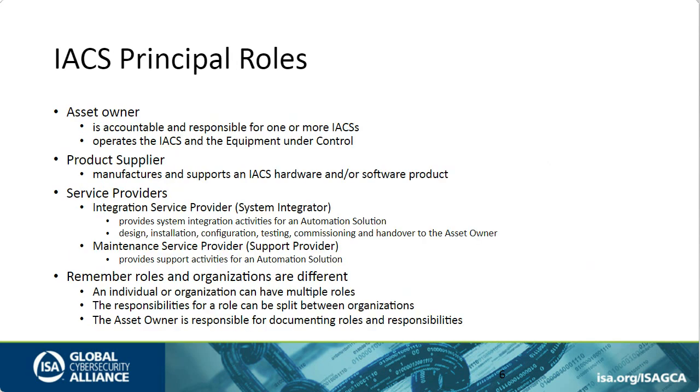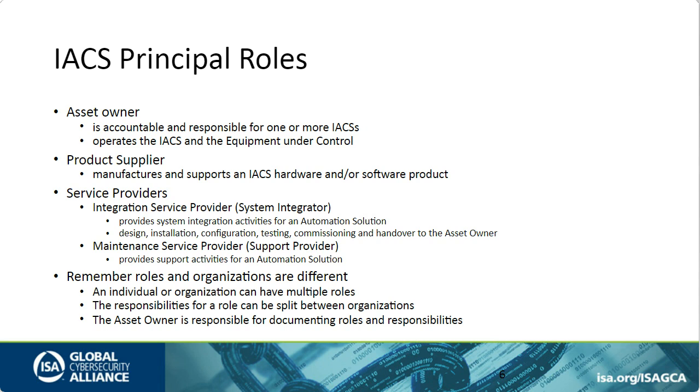It's helpful to understand the roles that have been defined throughout the 62443 series. The asset owner is accountable and responsible for one or more industrial automation and control systems. The asset owner also operates the industrial automation and control system and the equipment under control. The product supplier manufactures and supports IACS hardware and/or software product.